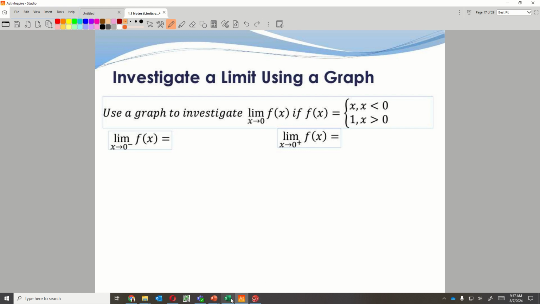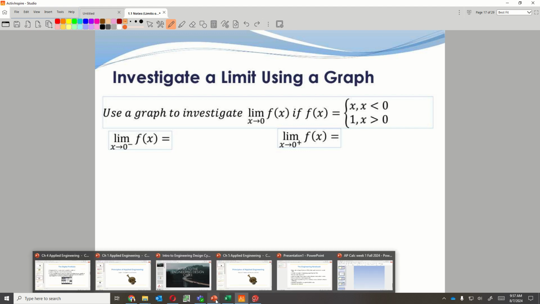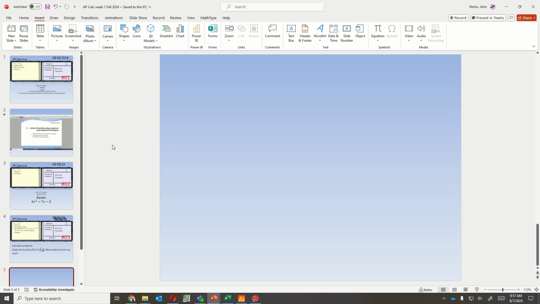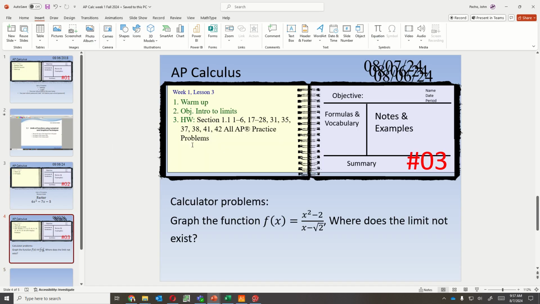Then we're going to look at our assignment for today, so you guys can get started on these assignments, which is right here, our homework, section 1-1, 1 through 6, 17 to 28, 31, 35, 37, and all AP practice. These are important, but I'm giving you the full homework assignment and we haven't even finished the notes. So you'll only be able to do a couple of them, but I want you to practice what we did right now. If you don't practice what we did, you're going to get lost. I don't want you to do that.